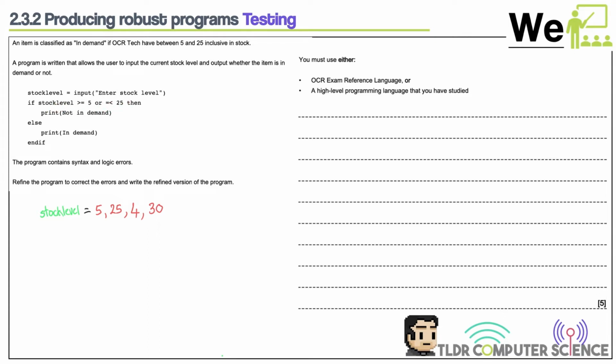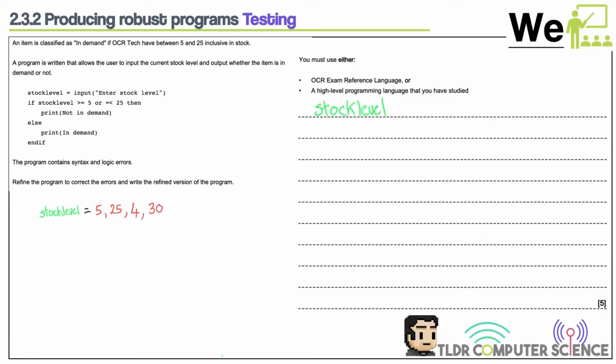Why don't I just start writing out the code here? I'll make the change, which is to cast that as an integer for our Python programming language. And then we'll have a think about how we're going to solve this problem. Also remember, we're either doing OCR exam reference language or we're doing a high-level programming language, for us Python, so we have to be correct with the syntax.